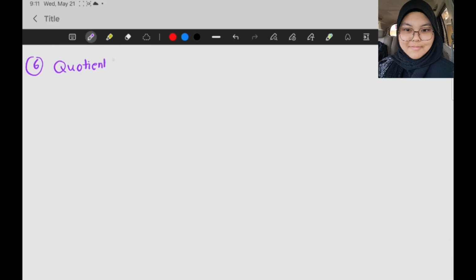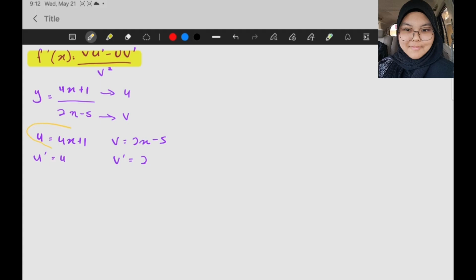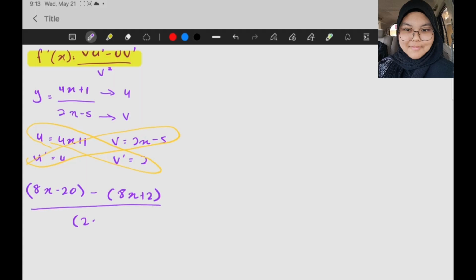Next, we will go to the quotient rule. The quotient rule is used when we divide two functions. For example, here, the numerator is u, the denominator is v. After we differentiate u and v, we will substitute them into the quotient rule formula. And this is going to be the last answer.